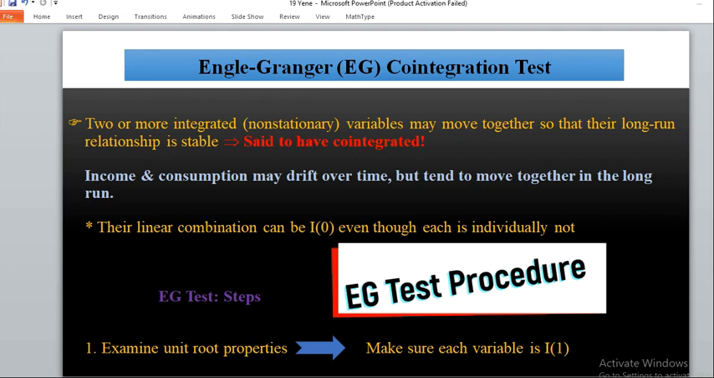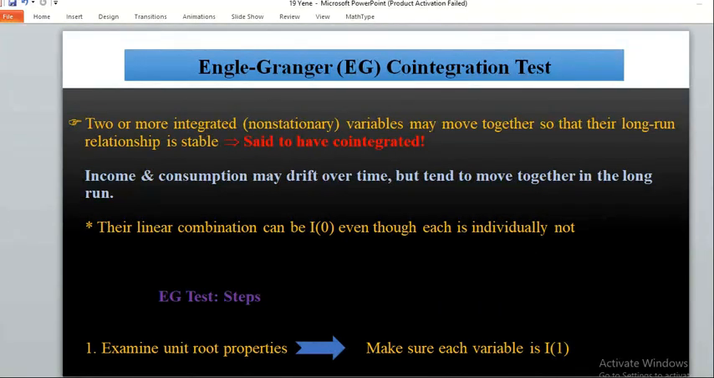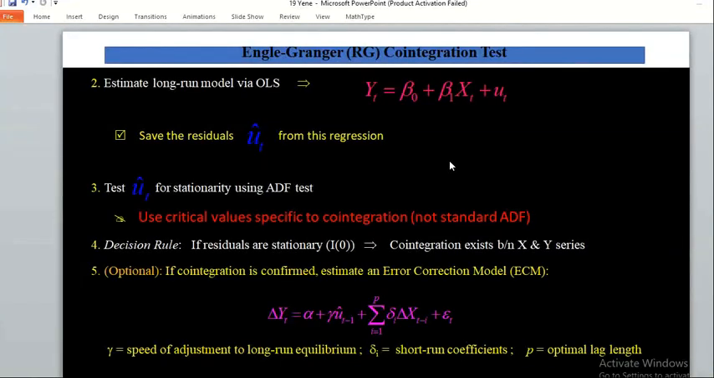The Engle and Granger approach involves some steps. First, it begins by estimating the unit root properties of the individual series involved, and the test requires all of the variables to be integrated of order 1. Once confirmed that the variables are all integrated of order 1, the next step is to estimate the long-run model using the conventional ordinary least squares method between the variables involved, such as this one. And after estimating this long-run relationship, we need to save the residuals from this regression.